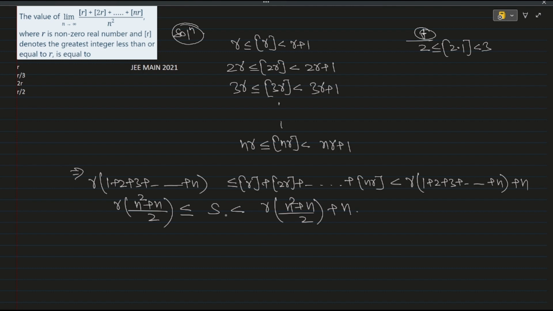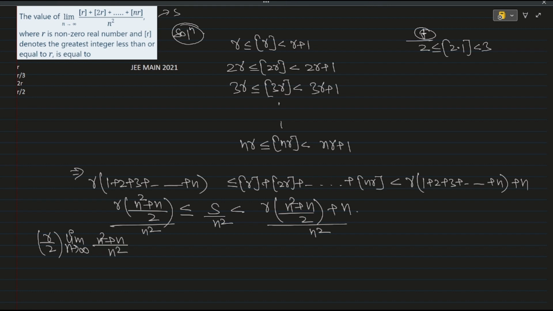So again, our s, I have fixed in an interval, it is lying between this and this. So again we can use the sandwich theorem. Solving individually, limit n tending to infinity, your question is actually s upon n square, so just divide by n square. Got it? So if we solve this term, limit n tending to infinity, r by 2 is a constant that can come outside, and inside is n square plus n by n square.